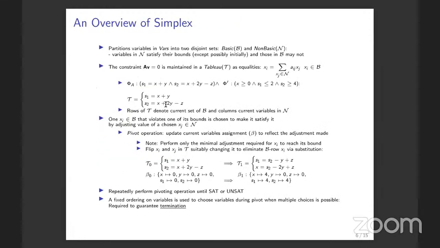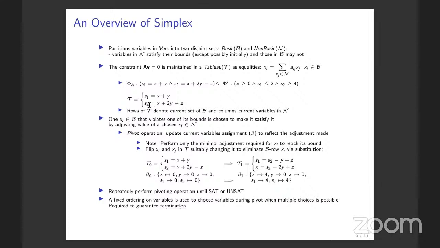And in the context of this, before the pivot operation, you will have to pick a variable in order to adjust to make it satisfy. The different ways in which a variable can violate its bounds: S2 can be violating if, based on the current assignment, its value is either less than its lower bound, or greater than its upper bound. Both cannot happen simultaneously.